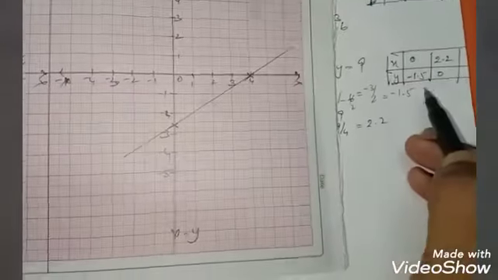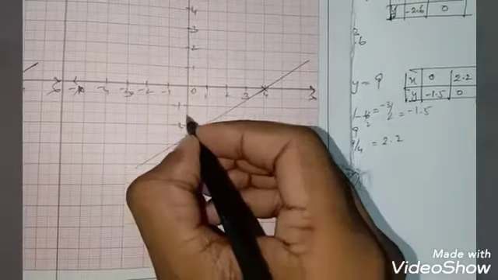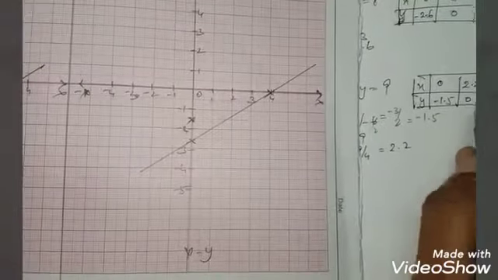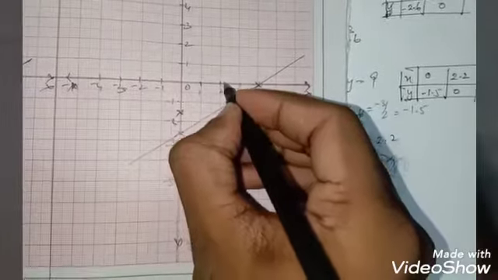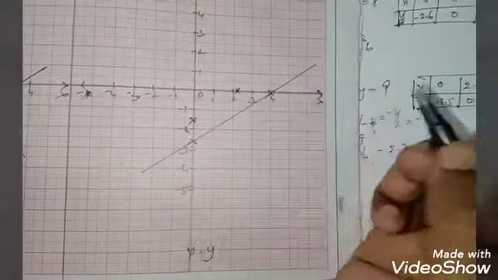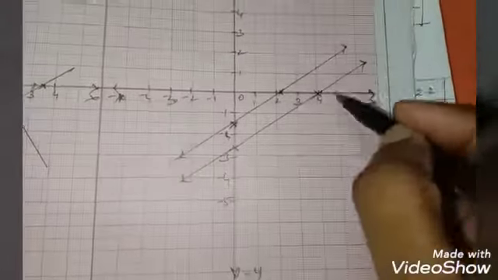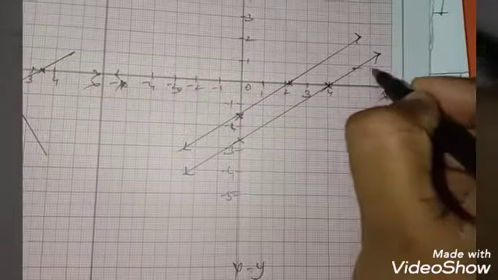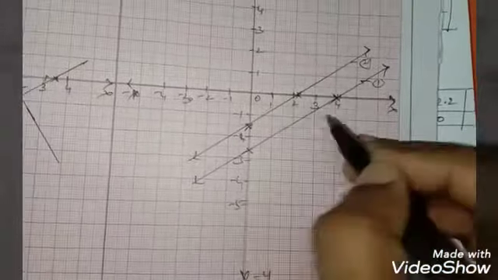Next, coming to the next points, that is x-axis 0, y-axis minus 1.5, somewhere here, and x-axis 2.2, y-axis 0. So 2.2 means somewhere here, right? These two are the points. Again, join these two points. Now if I join these two points, this represents another line. This is the first equation, this is the second equation. So these two equations are parallel lines, right?